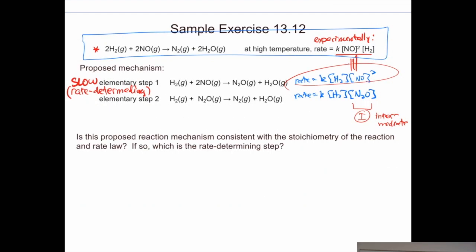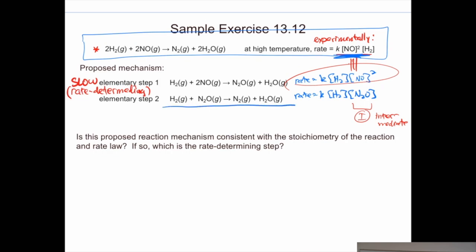If all I gave you was that and not the proposed mechanism, how would we know what the elementary steps are? Well, you'd have to propose them. All right? And when you propose the elementary steps, you need to make sure that one of them matches the experimentally observed rate law. And there's something else that you need to make sure of when you propose a multi-step mechanism. It has to add up to the original one that you're trying to describe.